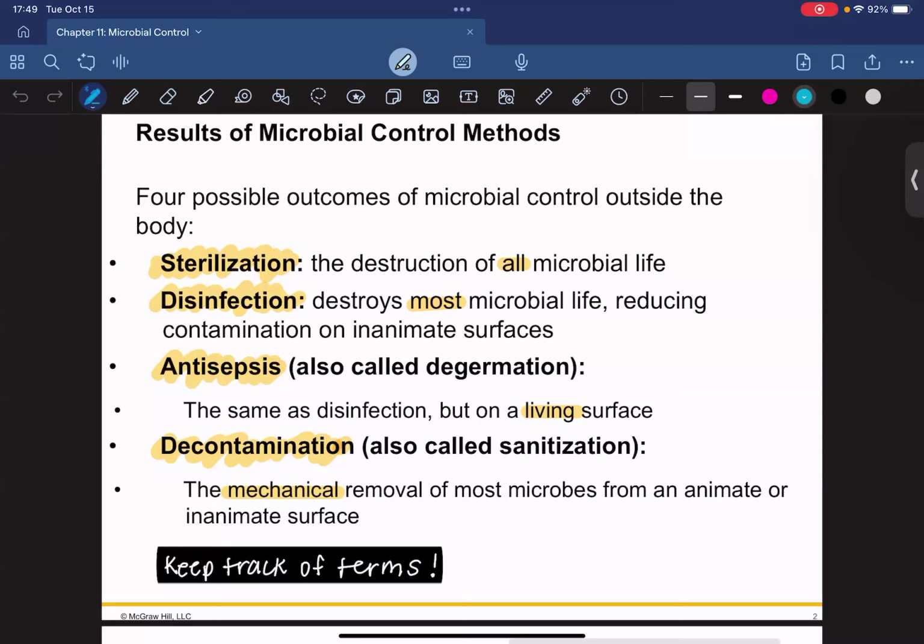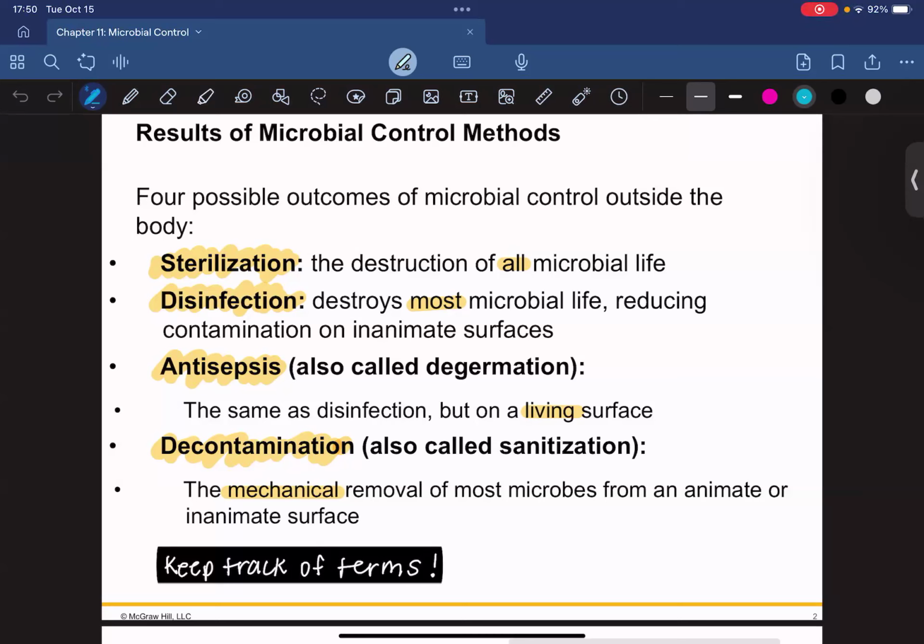Okay, so next we have antisepsis. It's also called degermination. In case you can't tell, I'm not going to refer to it as that ever, but it is. Antisepsis is talking about disinfection on living tissues. And then decontamination, it's mechanical removal. What do I mean by mechanical? I mean scrubbing it off. When we're trying to get the microbes off, often detergents and things like that will help us with that. Or if we are filtering a liquid and we've separated them, but literally physically removing them from the situation.